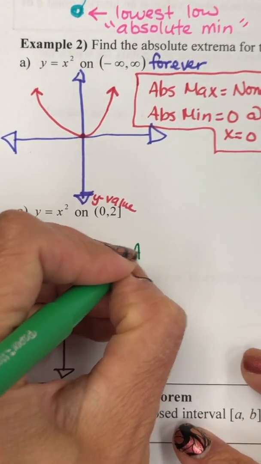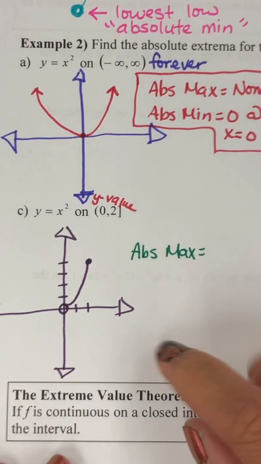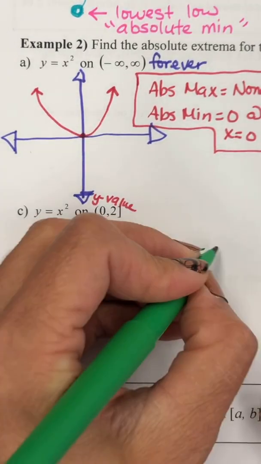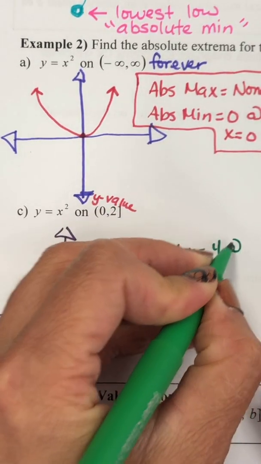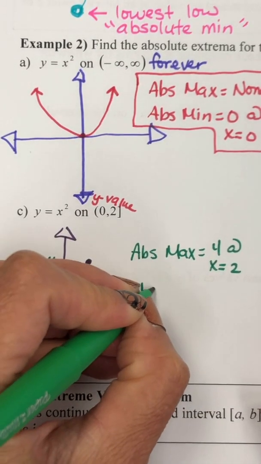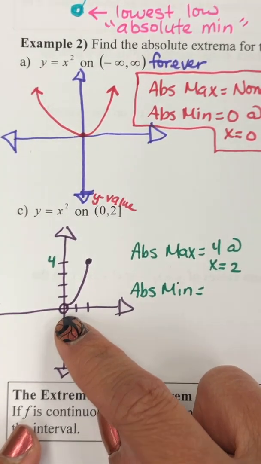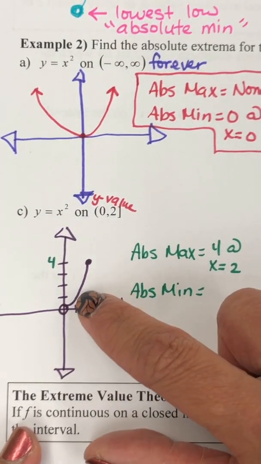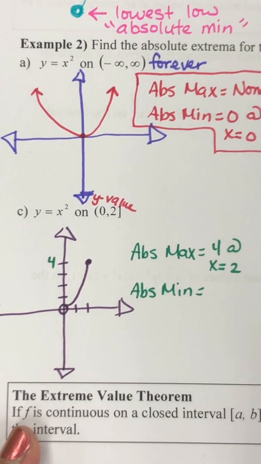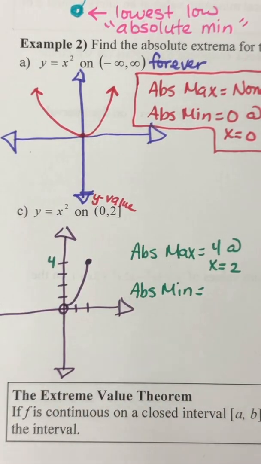So we're going to have an absolute max, and that is going to be at the same thing, 4. So 4 at x equals 2. And then the absolute min, well, we can't include the 0. So since we can always get closer and closer and closer to 0 without touching 0, it doesn't have an absolute minimum. Because you can keep dividing a number and dividing a number and dividing a number.